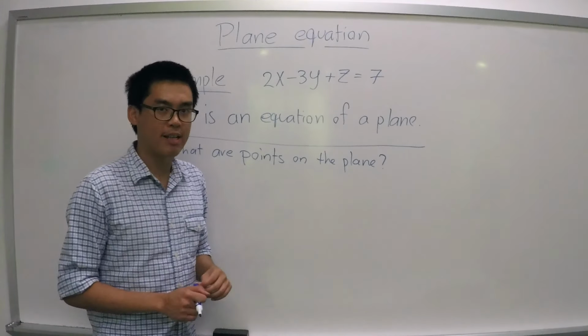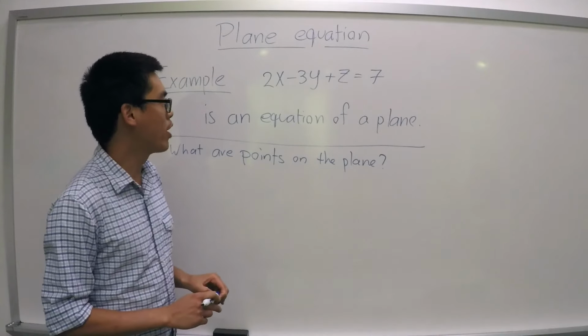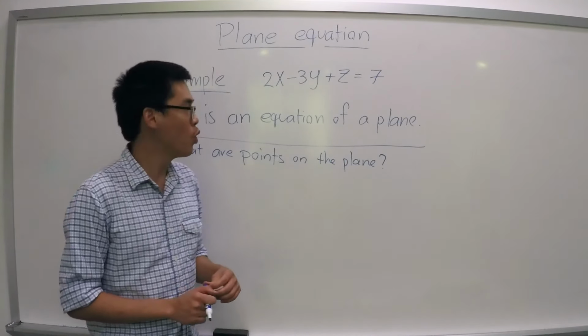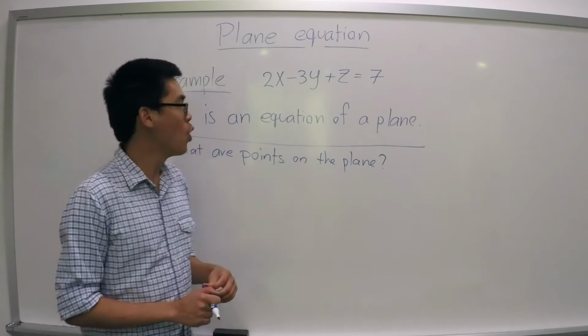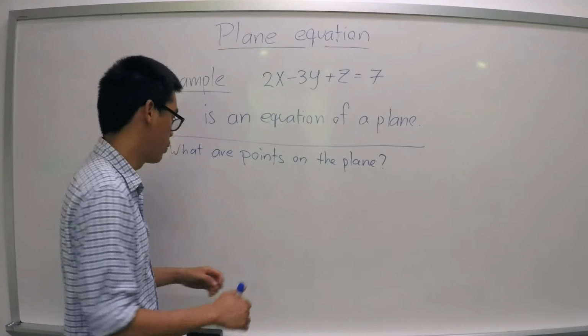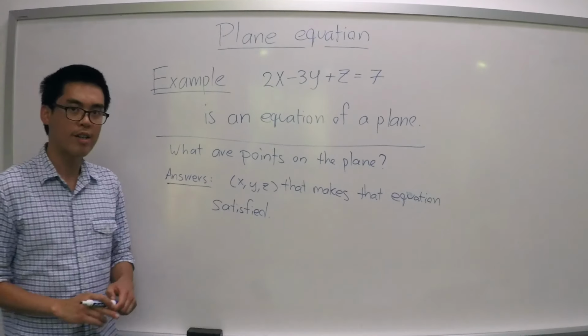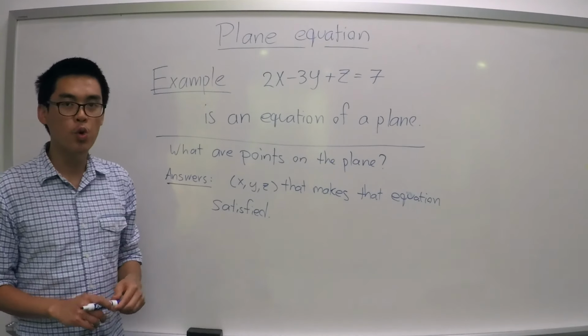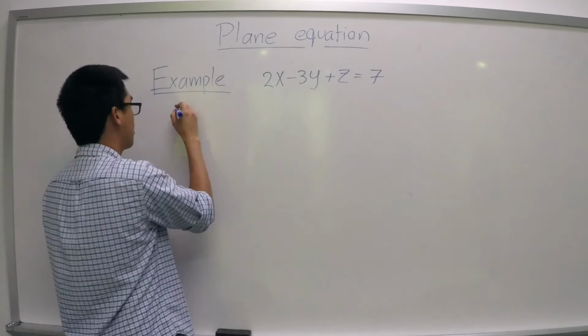So for example, by just staring at this equation, I let x equal to 1, y equal to minus 1, and z equal to 2. That will make this equation true. So points on the plane are triples x, y, z that make this equation true. If I let x equal to 1, y equal to minus 1, and z equal to 2, we have 2 plus 3 plus 2, which equals 7. So that concludes that the point (1, -1, 2) is on this plane.